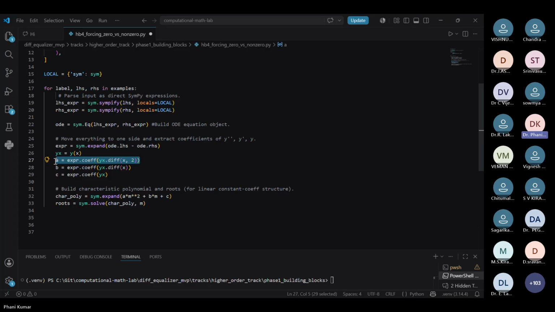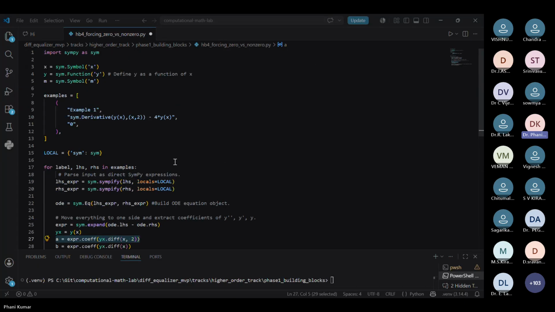Diff of x comma 2. What is this one? Diff of x comma 2 is nothing but the coefficient of the second derivative of y with respect to x. Diff of x comma 2 represents the coefficient of the derivative of y with respect to x of second order 2.